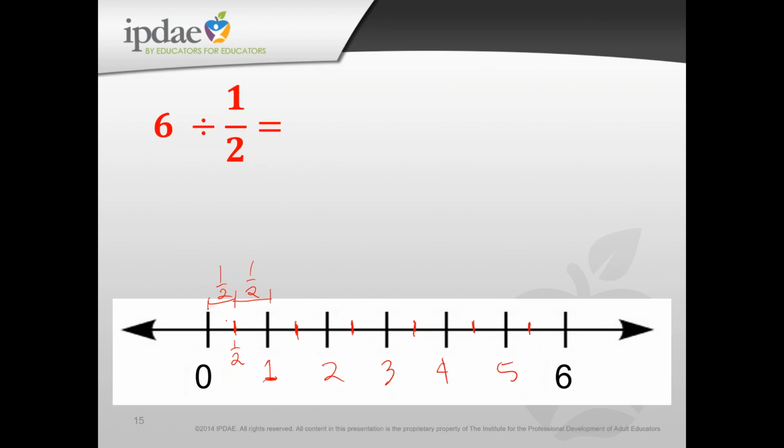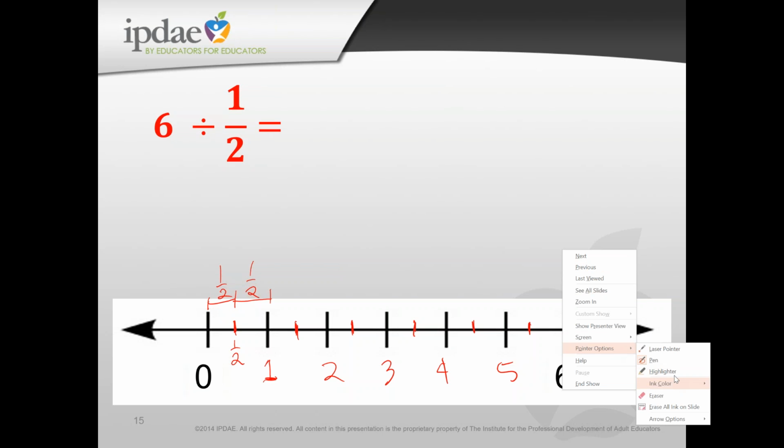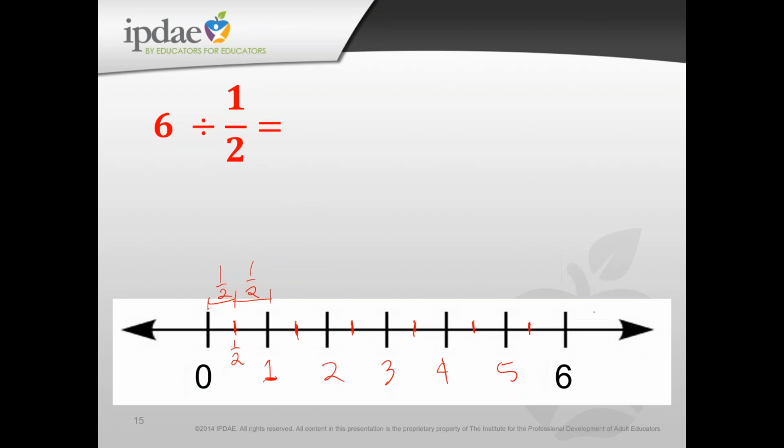Well, let's count. I'm going to try to use a different color of pen. Give me a second. All right. So this is 1, 2, 3, 4, 5, 6, 7, 8, 9, 10, 11, 12. So the answer is 12 one-half pieces. If we do this the normal way, we're going to write it like this.